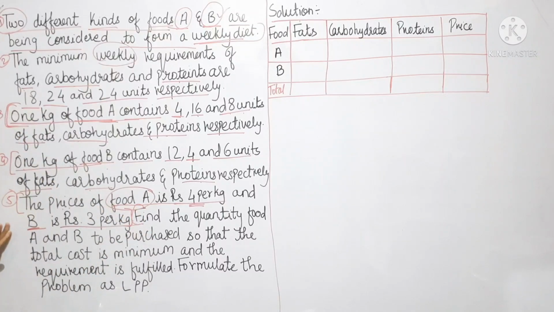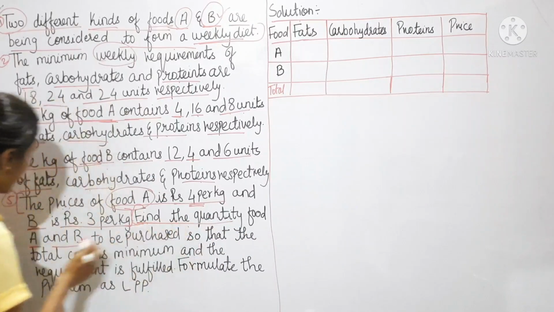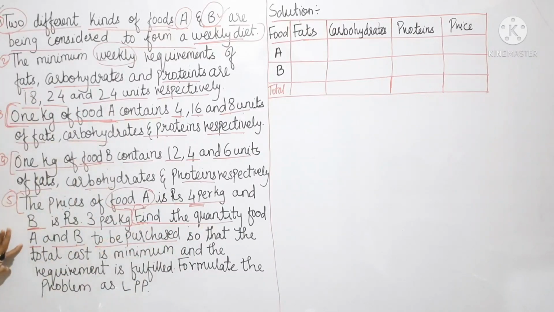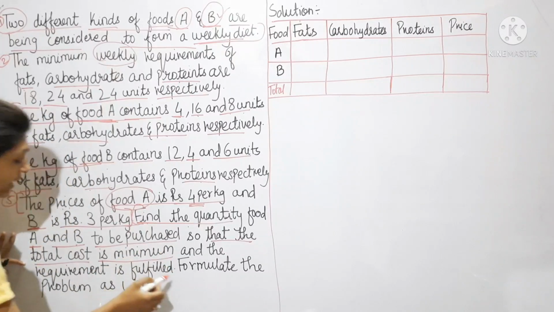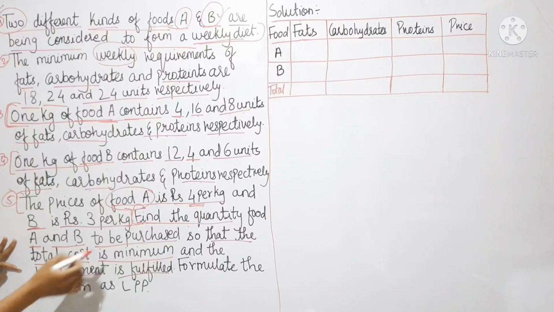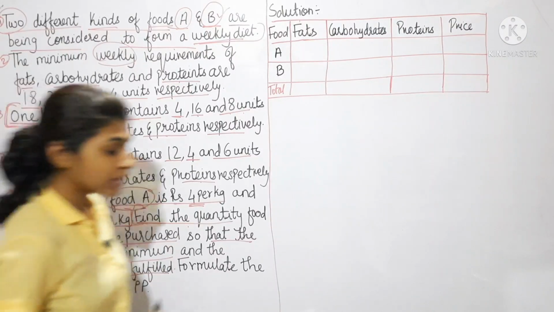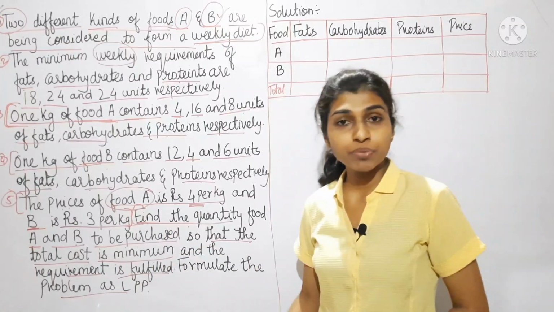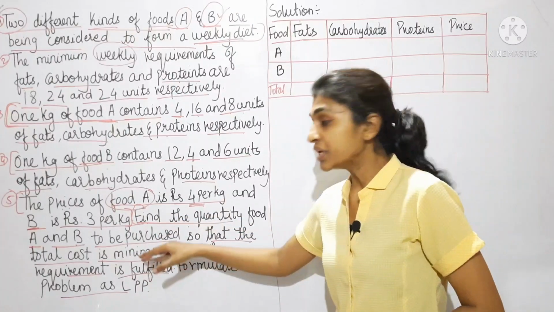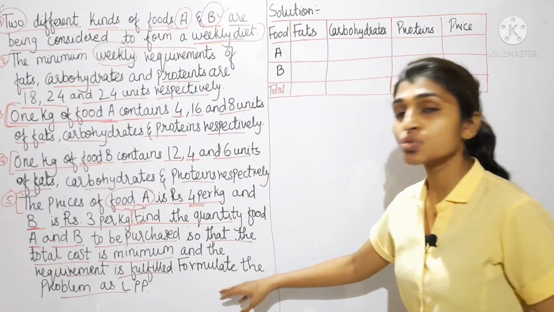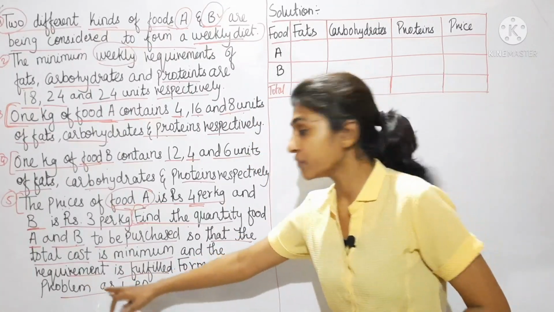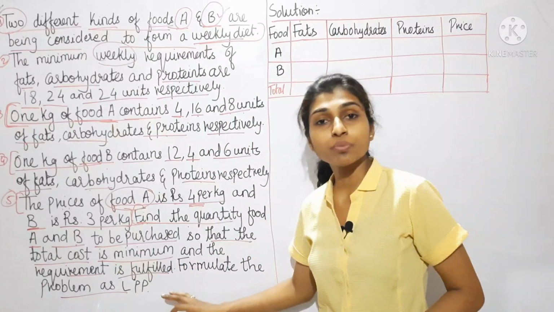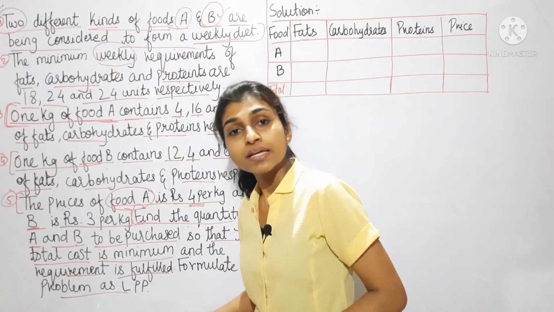Okay, next what we have to find? Find the quantity of food A and B to be purchased, so that the total cost is minimum and the requirement is fulfilled. So formulate the problem as a linear programming problem. In the last sentence they have said to find the quantity of food A and B to be purchased, in order to minimize the cost, and with the minimum cost we should get the weekly requirement of fats, carbohydrates and proteins fulfilled, and we have to formulate the problem as a linear programming problem.